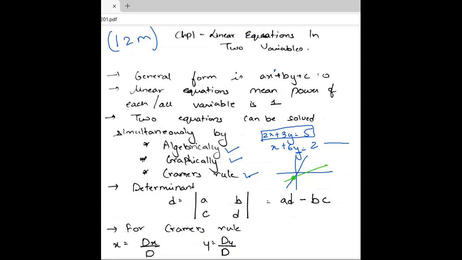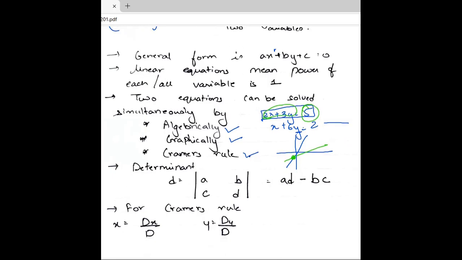How can we check whether the value of x and y is correct or not? Substitute these values of x and y in both the equations, or in any of the equations, in the left hand side part, and you should get the value of the RHS. Thus you can know whether your value of x and y is correct or not.